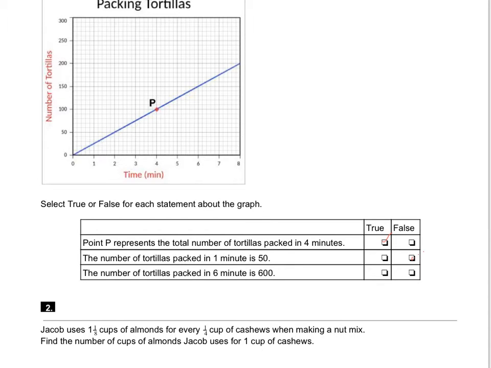Next thing, you need to look for 6. At 6, it's telling you the number of tortillas is 600. Now let's go to 6, and you look, and at 6 it's actually 120. So no, that is not the case. So you're going to put false. And we are done with problem 1.